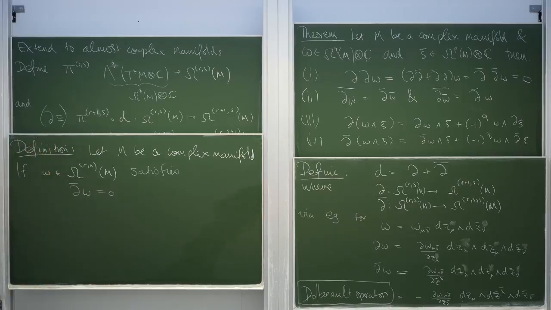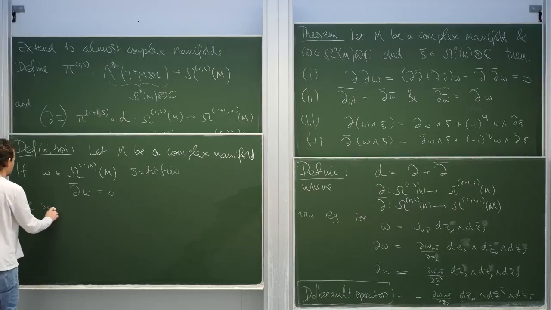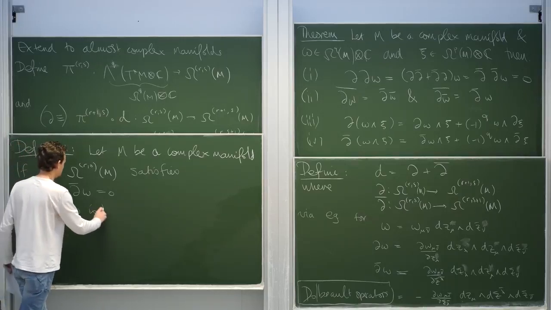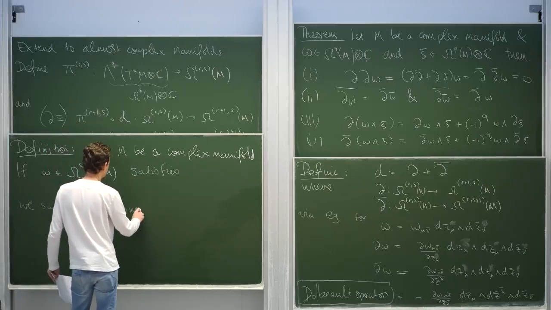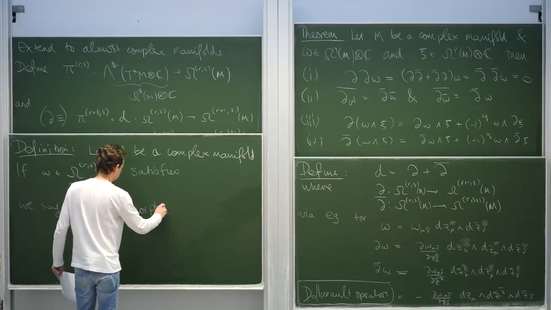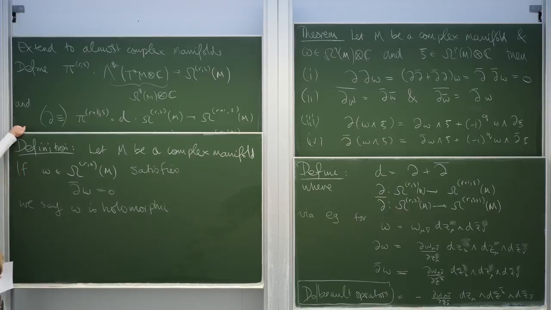So if there's no dependence on z bars, then we can say that omega is holomorphic.